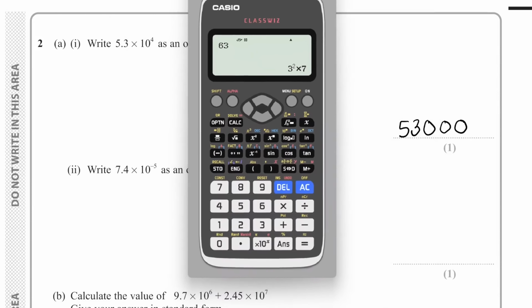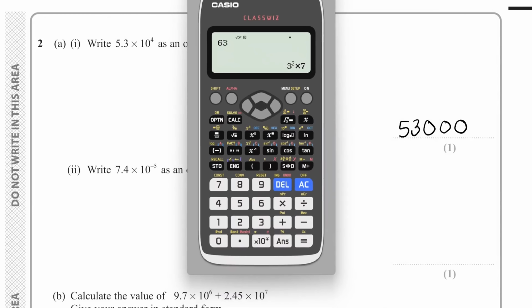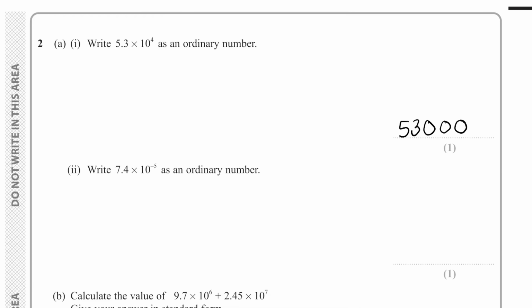So if I type in 5.3 times 10 to the power of 4, I get 53,000. Write 7.4 times 10 to the power of negative 5 as an ordinary number. So it's 7.4 divided by 10, 5 times. So there's a 0, and then a point, and then 4 zeros, and then 7, 4. So in total there's 5 zeros, and it's a power of negative 5.